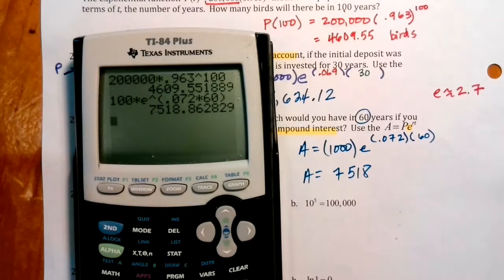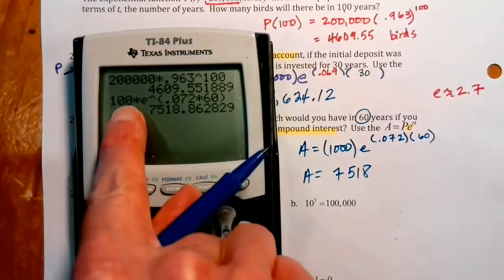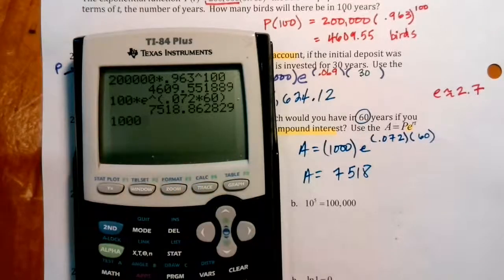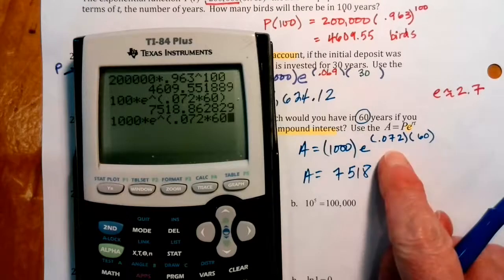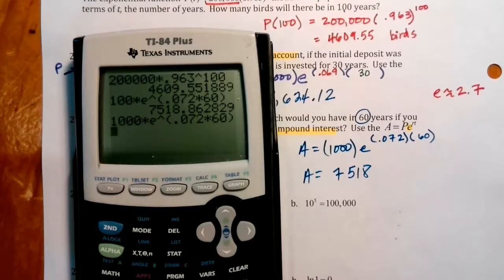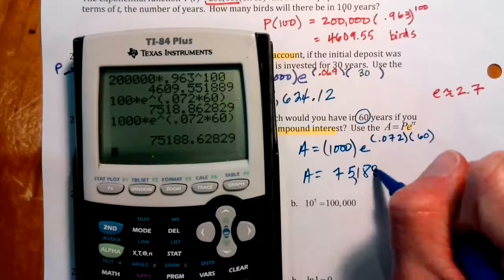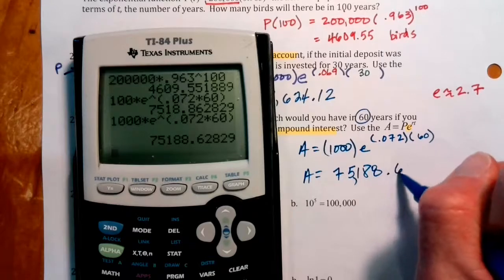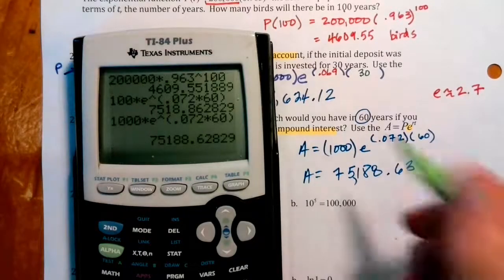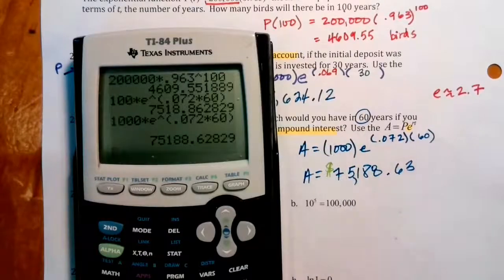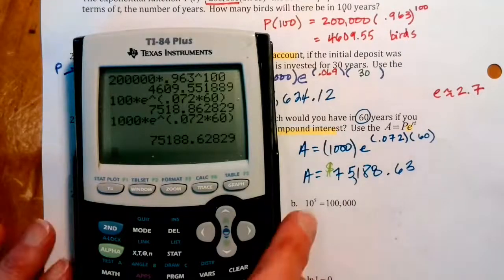Hey, wait, did you see where my mistake is? I did $100. We need to make sure we do 1,000. That sounds better. So we're going to go times e to the 0.072 times 60. Now we'll make sure we have that right. Close my parentheses. There we go. That sounds better. $75,188. It didn't seem like enough money to me, so I went back and double checked, and sure enough found my mistake. So make sure that you think about your answers while you're doing this.